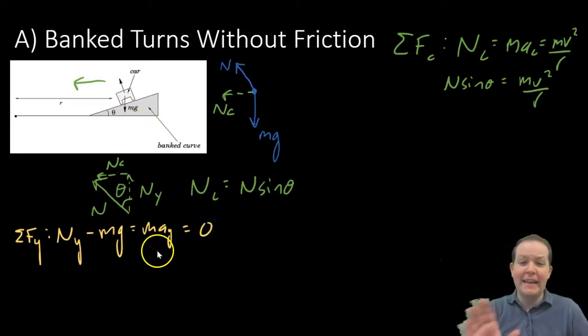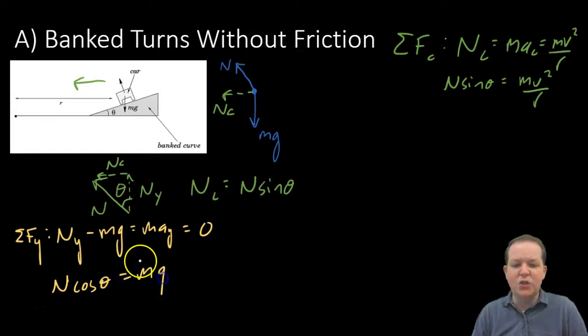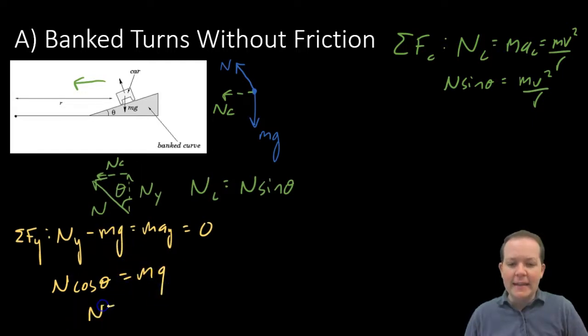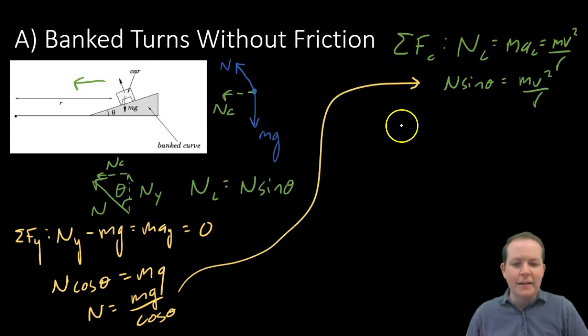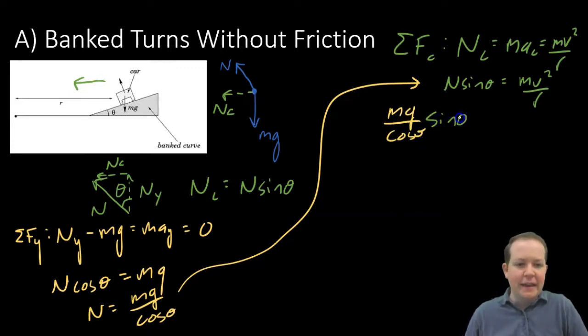I deleted that other breaking into components just so I had a little bit more room. And N_y, what is that? That's adjacent to theta, adjacent. That's N cosine of theta equals mg. I could swing this cosine over. Therefore, N is equal to mg divided by cosine of theta. So I could even go all the way back and plug that in. So I have that mg divided by cosine of theta, going back to green, multiplied by sine of theta equals mv squared divided by r. That would be mg tangent of theta equals mv squared over r.